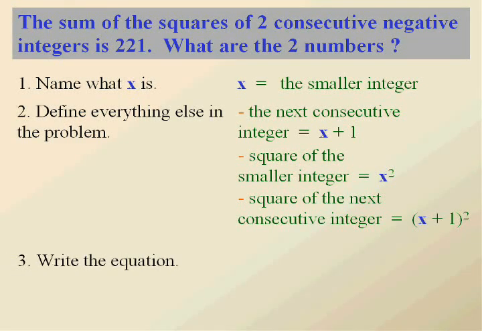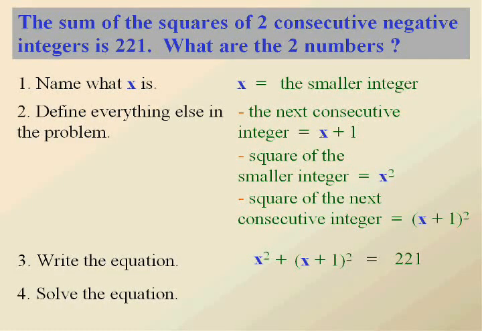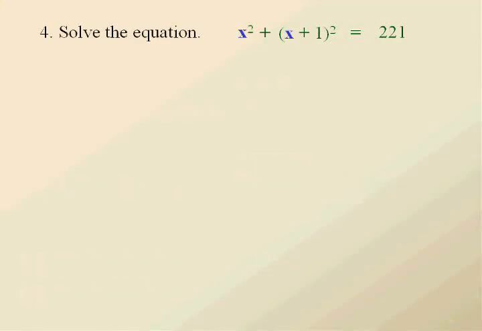Let's see if we can write an equation. The sum of the squares, look at the two things you wrote down that are the squares. The sum of the squares of the two consecutive integers is 221. So the square of the smaller one plus the square of the larger one is 221. There's your equation. Now we've got to solve this bad boy.